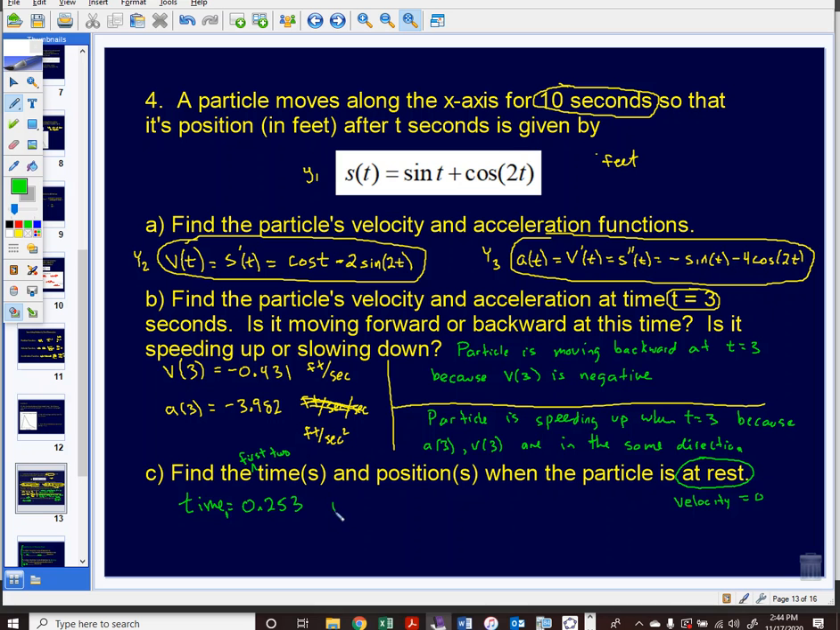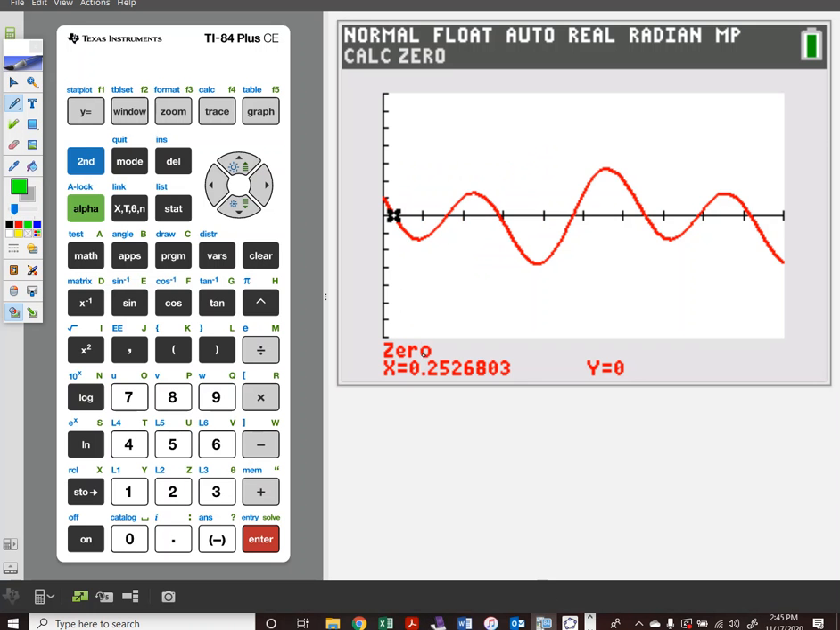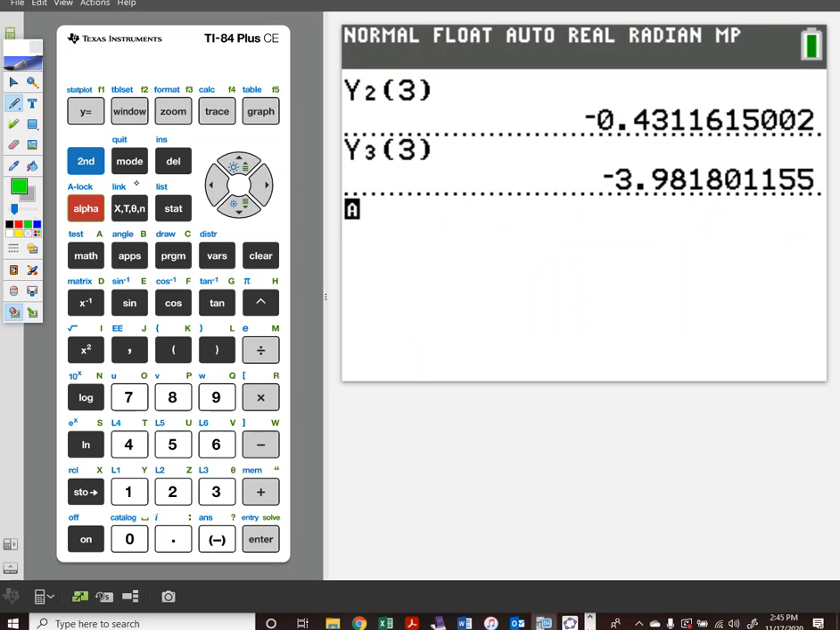Okay, and then I also want to find position. So I'm also going to use the calculator for that. Right now, this number is stored in the calculator in the memory slot called the answer slot. I now want to evaluate the position at that time. I know the position is y1, so I'm going to go back to the home screen for a minute, call up y1, and evaluate it at the time it just found.